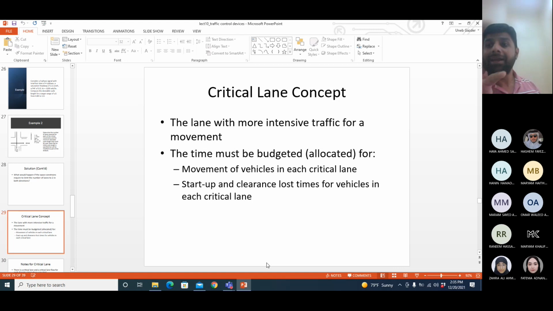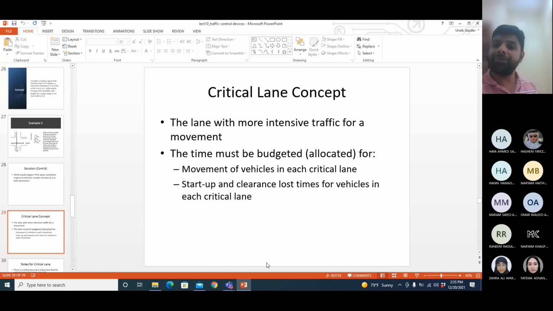Okay, so it may happen that you have two lanes. One lane has 700 straight moving vehicles and the other lane has, let's say, 650 turning vehicles. And that lane may become a critical lane. Although it has less volume, because this volume was turning, it will take more time, so it will become the more intensive or critical lane.